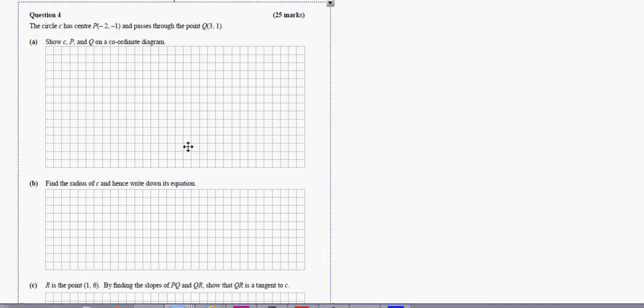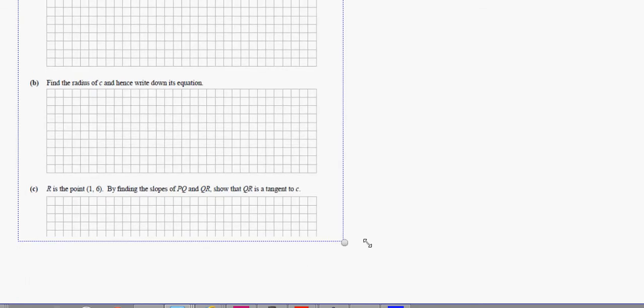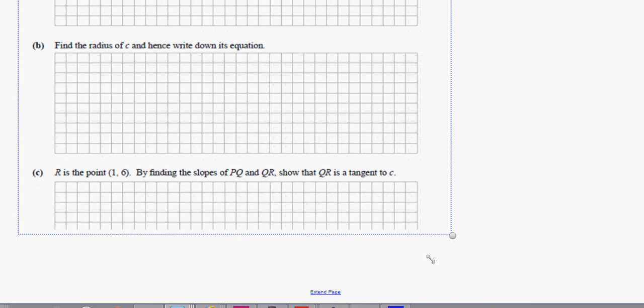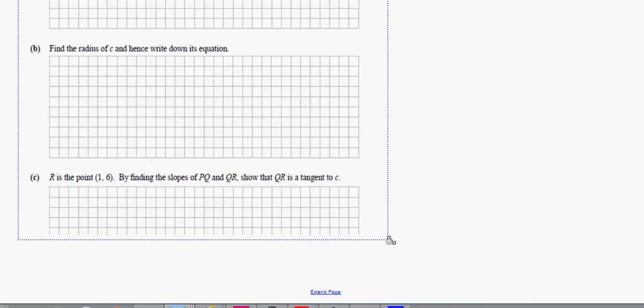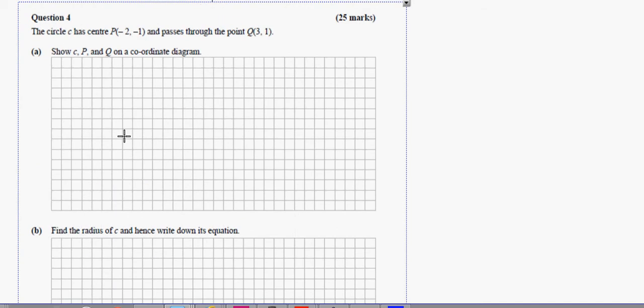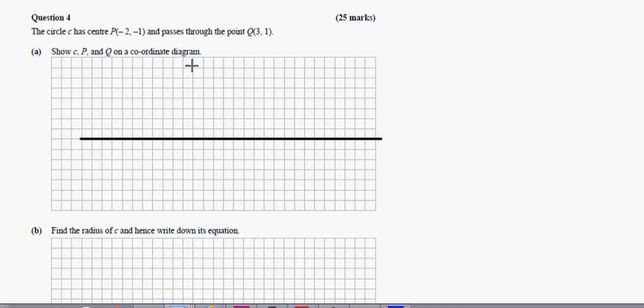The circle C has a center P at minus 2, minus 1 and passes through the point Q at 3, 1. Show C, P and Q on a coordinate diagram. Okay, so what we're going to do first and foremost is draw our XY axis, like so. And then we're going to plot the point 3, 1. 3, 1 is here. And then we're going to call that point Q. Point P is minus 2, minus 1, which is here.